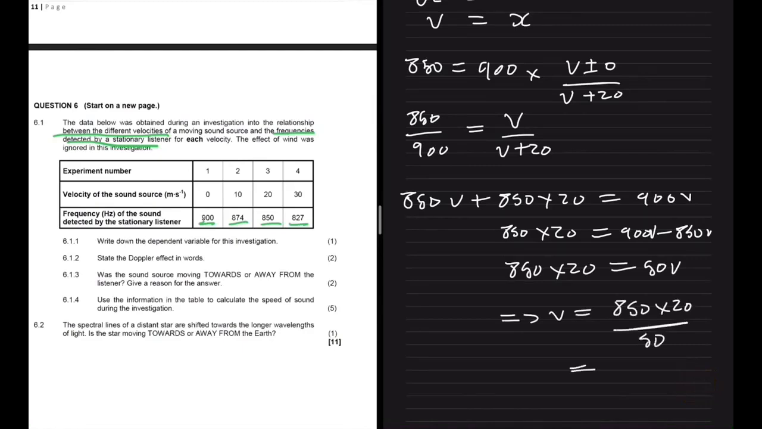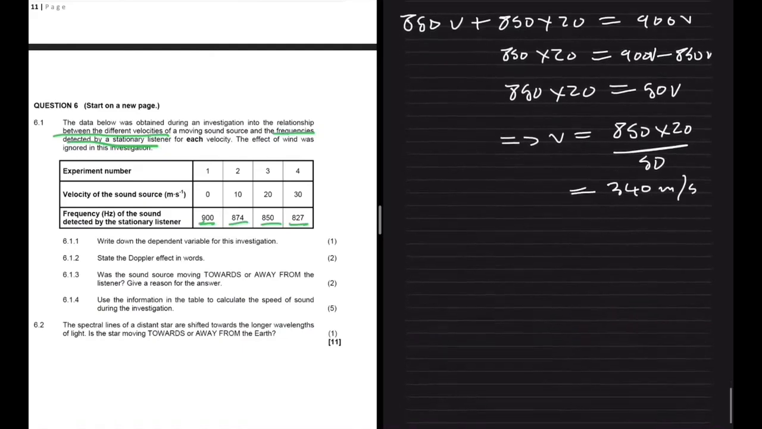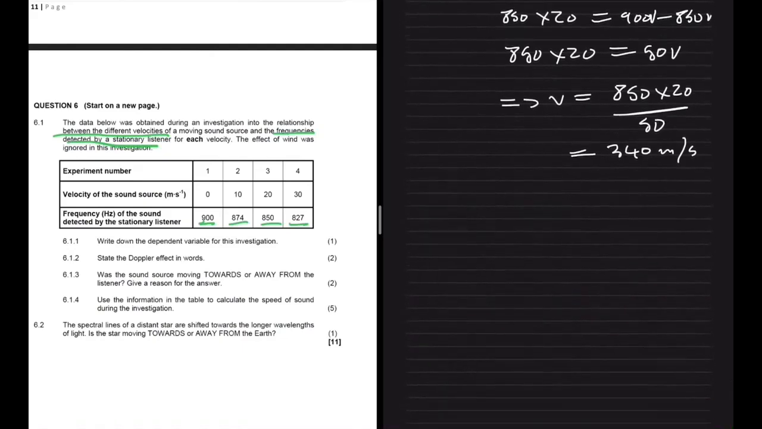Let me plug that into my calculator. That will give us 340 meters per second, which is something you'd expect. You'd expect an answer around 340. Yeah, that's it for that question. Let's move ahead.